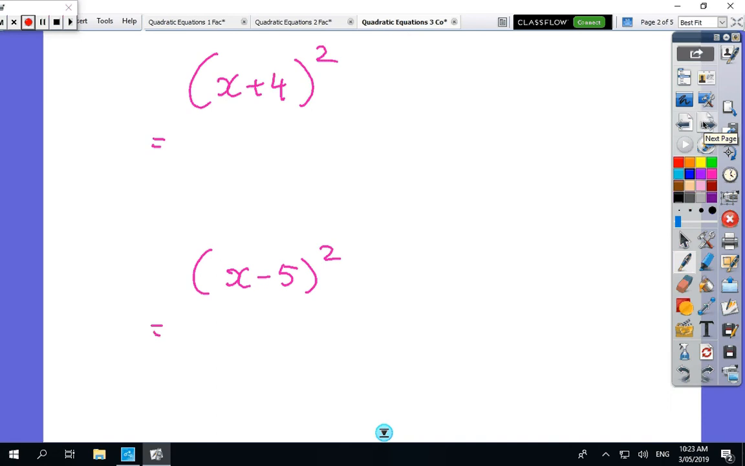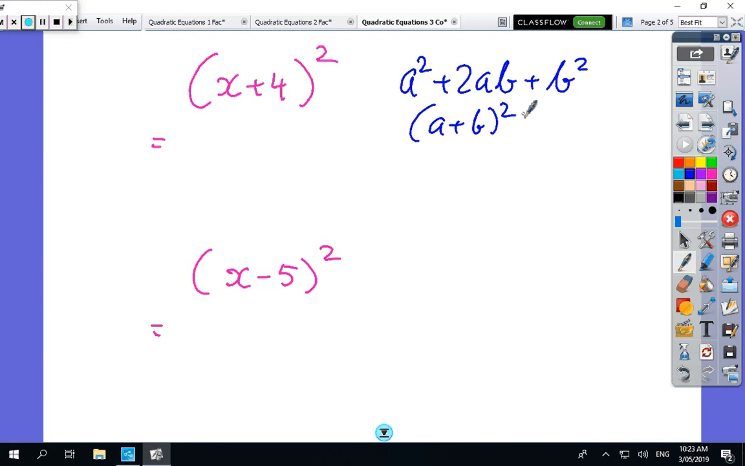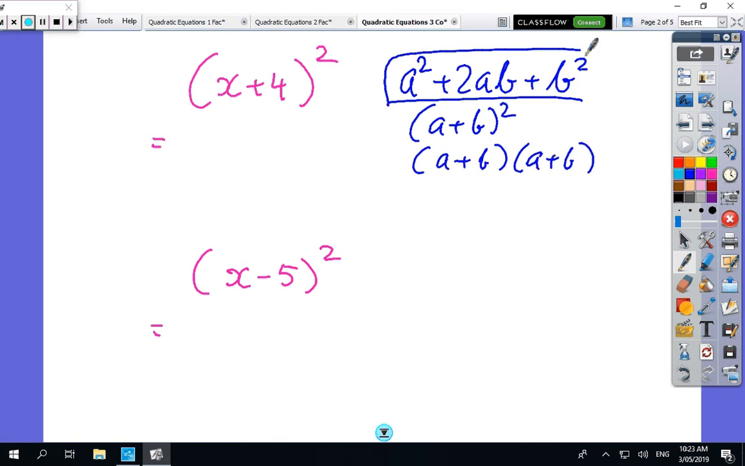Okay, so let's just remind ourselves what a perfect square looks like. If I'm going to use the expansion, the shortcut is a squared plus 2ab plus b squared. This is for a plus b squared, not for x plus 4. And if you can't remember that shortcut, then you'd have to do a plus b times a plus b, and then use the FOIL method, but you'll end up with the same thing.